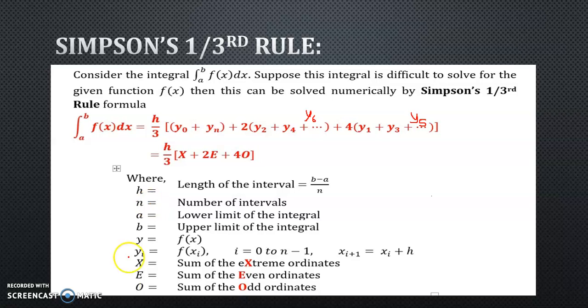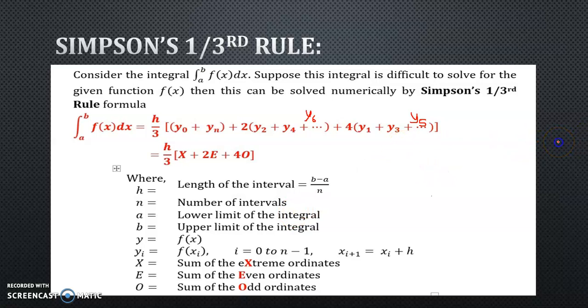Now these are all the possibilities, because when we come across examples, we will know which of these is given. a and b will definitely be given. If x is not given, you can calculate x. If x is given and y is not given, you can calculate y using the given function f(xi). In a similar way, whatever is not given can be calculated. So this was Simpson's 1/3 rule.